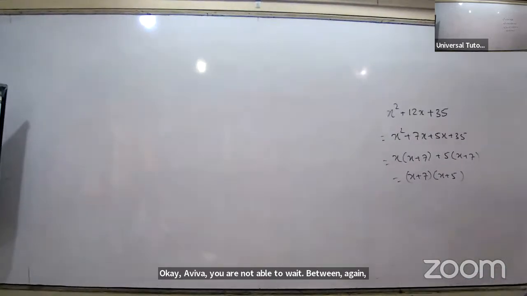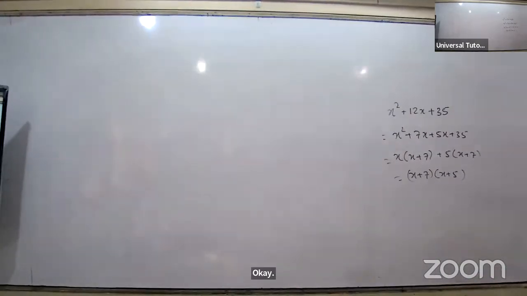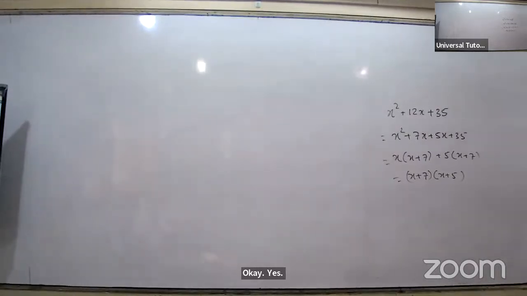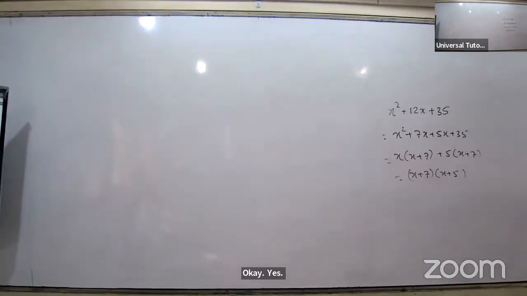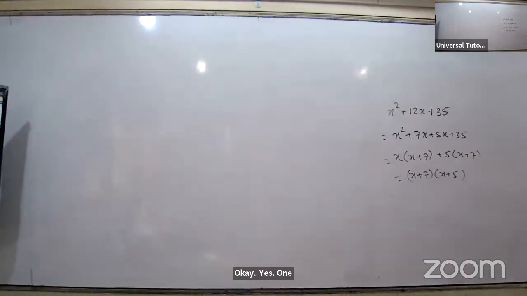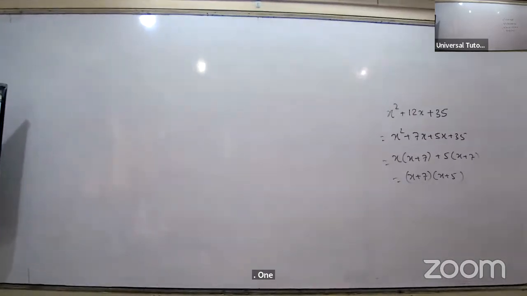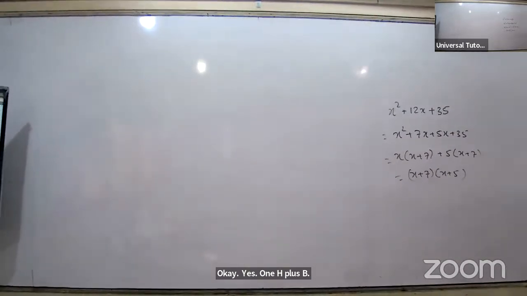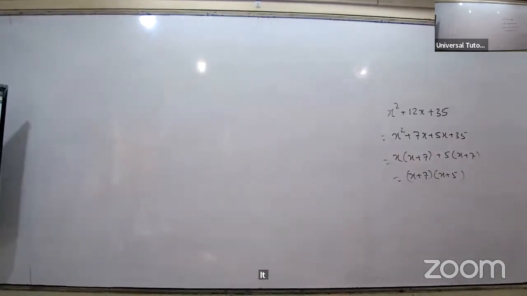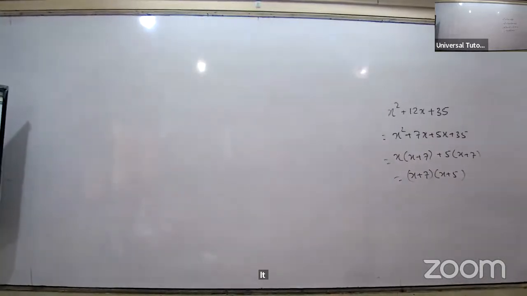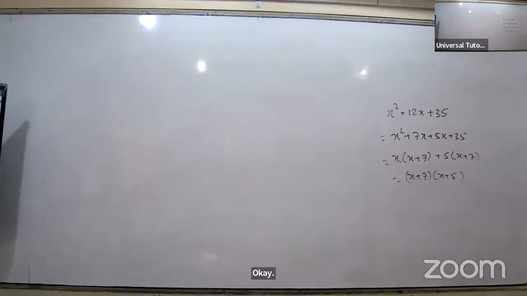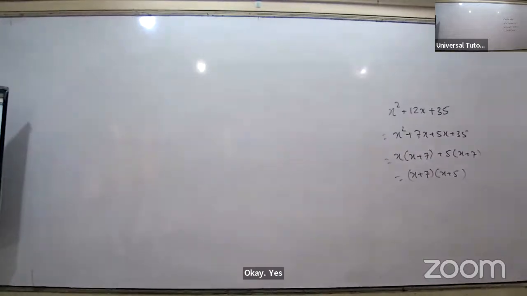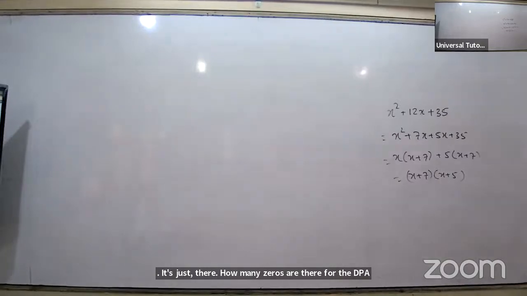Okay. What is a linear polynomial? A polynomial which has a variable with degree equal to 1. What is its general form? ax plus b, where a is not equal to 0. Graphically, what does it represent? It represents a straight line. Remember, it represents a straight line. How many zeros are there for a linear polynomial? Only 1 zero.